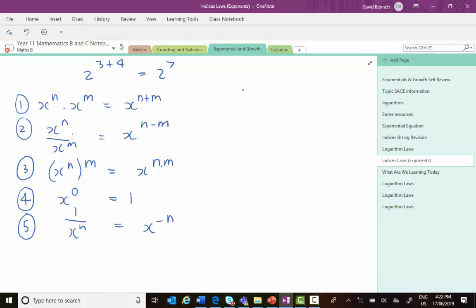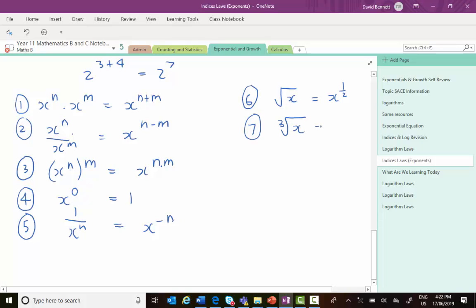So come over to here, number 6. When we start looking at indices in terms of a surd, the square root of x is equal to x to the half. If we continue that down, the cube root of x is equal to x to the 1/3. So if we want to make a general rule for that, we're going to do something like this. The nth root of x is equal to x to the 1 over n.